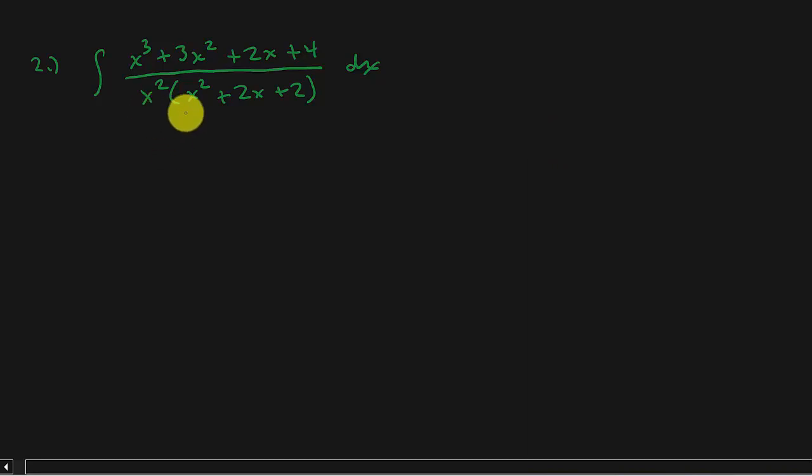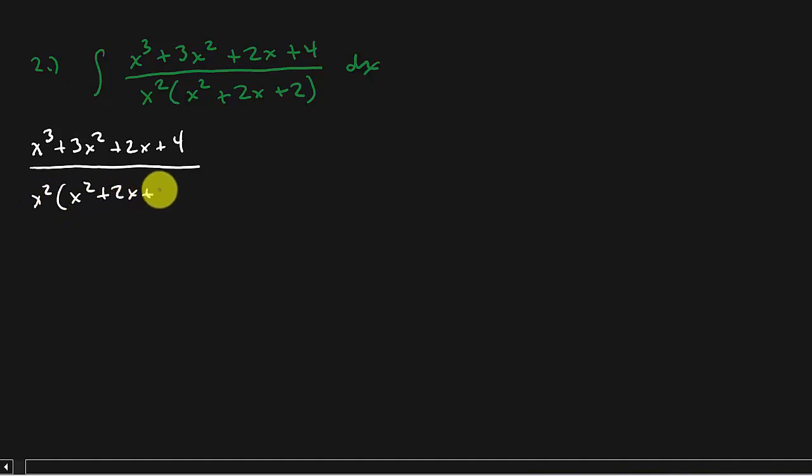We got an x squared plus 2x plus 2. This thing right here doesn't factor. So let's just see what happens. And we have x cubed plus 3x squared plus 2x plus 4 over x squared times x squared plus 2x plus 2 equals.